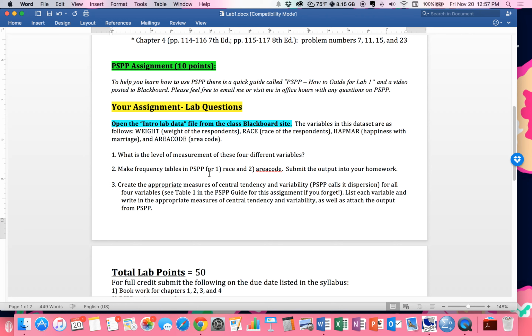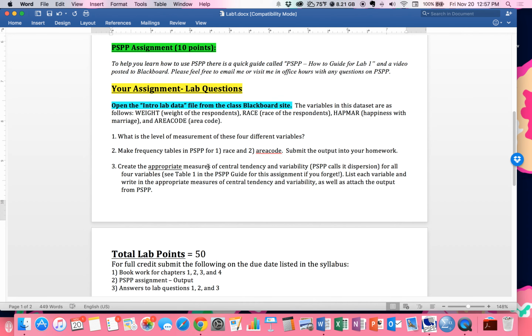Then you're going to go into PSPP, and you're going to use race and area code, and you're going to make a frequency distribution table just like we just did. So you'll open this intro lab data file, you'll click on Analyze, Descriptives, Frequencies, you'll move race and area code into the box, and you will have it create the frequency distribution tables for you.